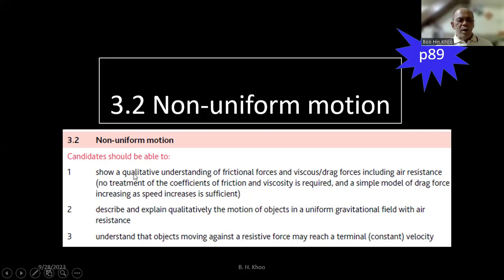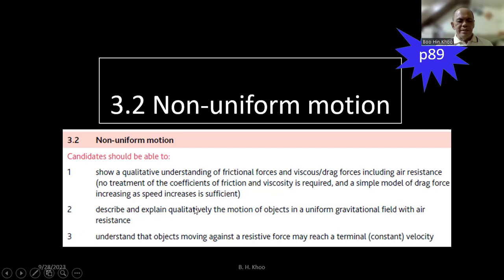Show a qualitative understanding of frictional forces and viscous or drag forces, including air resistance. No treatment of coefficient of friction and viscosity is required, and a simple model of drag force increasing with speed is sufficient.